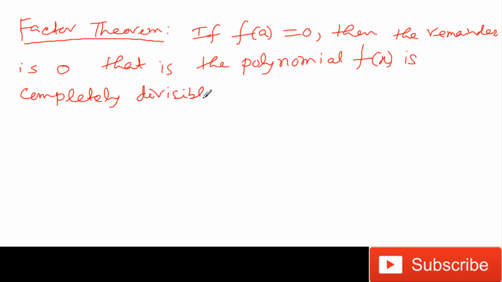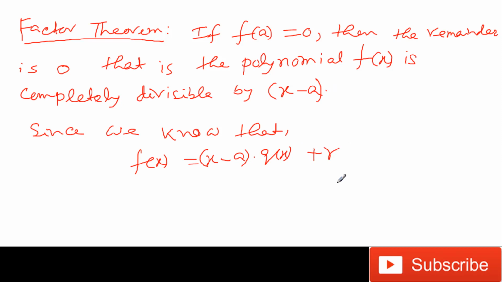Factor theorem. If f(a) is equal to 0, then the remainder is 0. That is, the polynomial f(x) is completely divisible by x minus a.